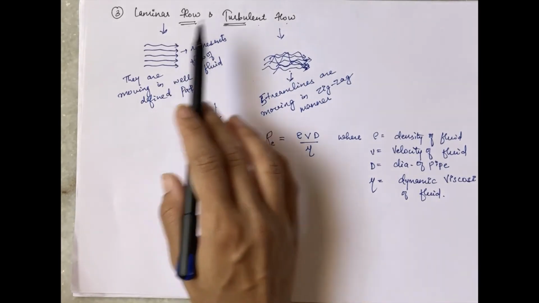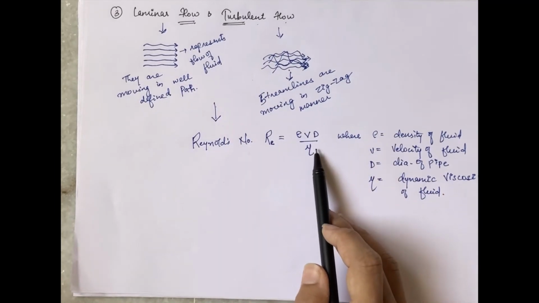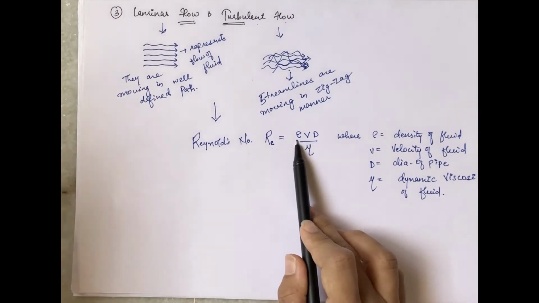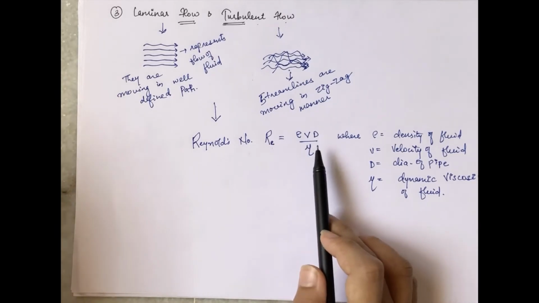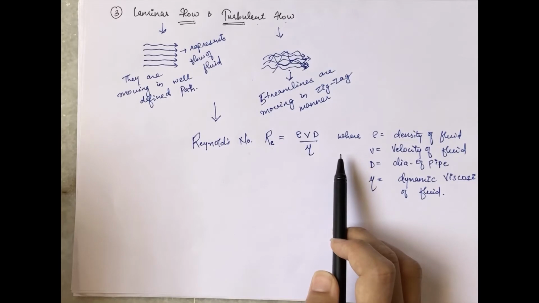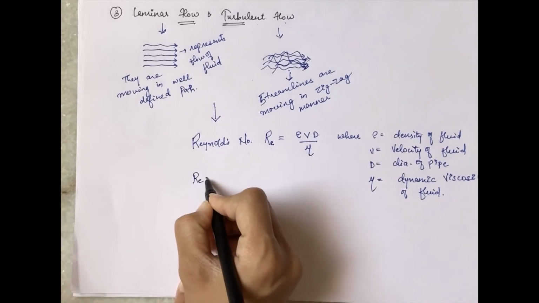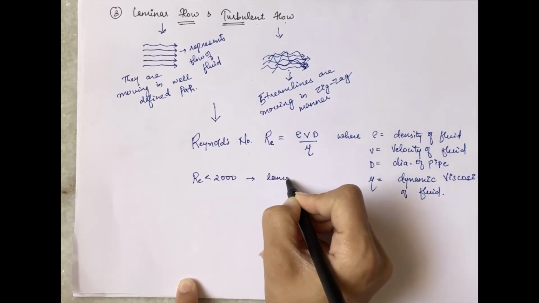So Re is a dimensionless Reynolds number with the help of which we can determine whether the flow is laminar or turbulent, and the parameters which are required in the formula of this Reynolds number are rho, that is density of fluid, V which is the velocity of fluid, d is the diameter of pipe, and mu is the dynamic viscosity of fluid. So if the value of Re is less than 2000, then it is known as laminar flow.